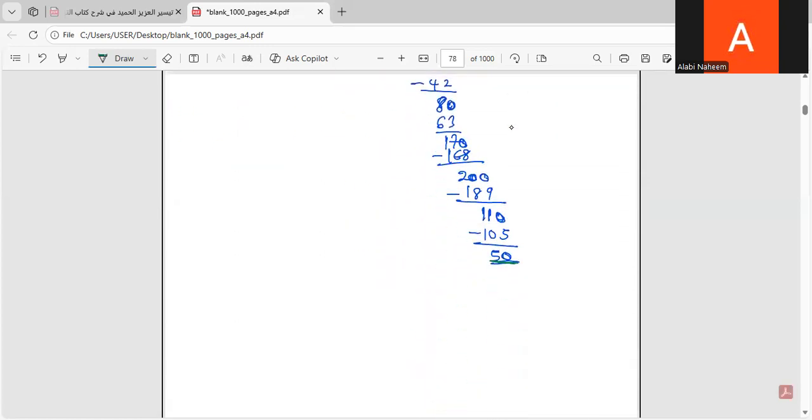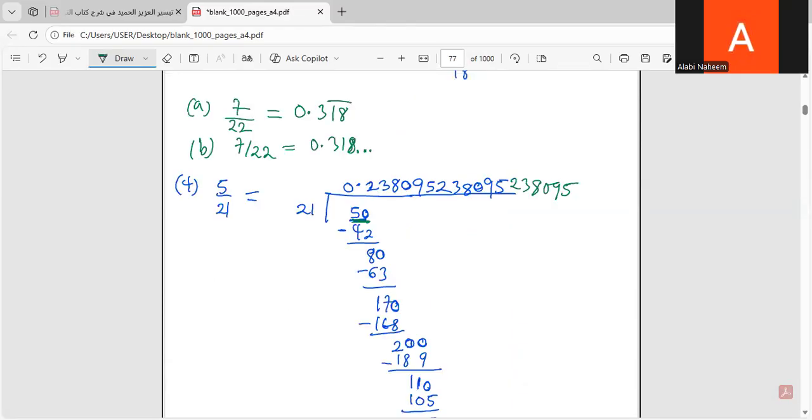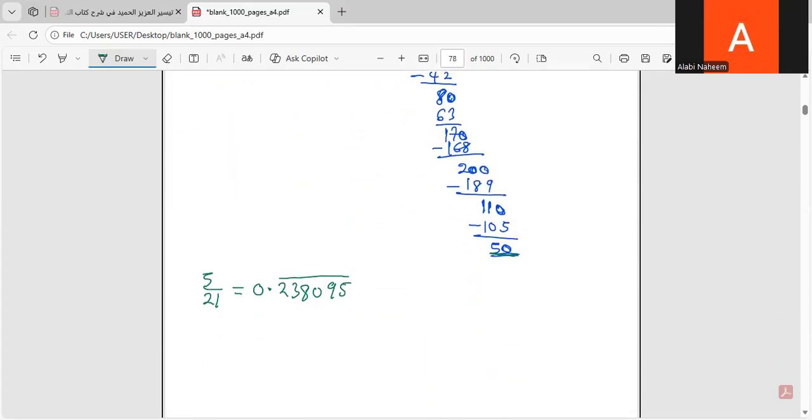So how do we write the result? For 5 over 21, the quotient is 0.238095, and now place the bar. Why? Because it is this part, 238095, that is repeating over time. So just place the bar on the whole of that number, 238095, so we know it is that part that is repeating itself. That's the answer.